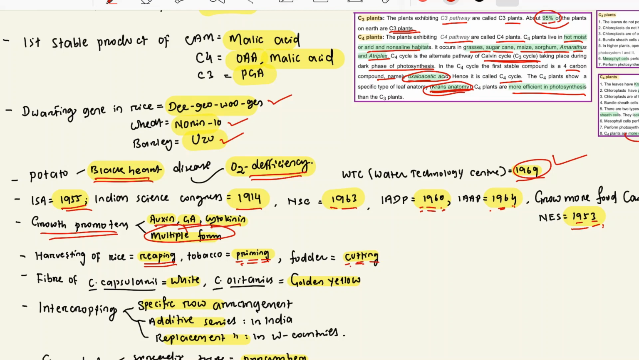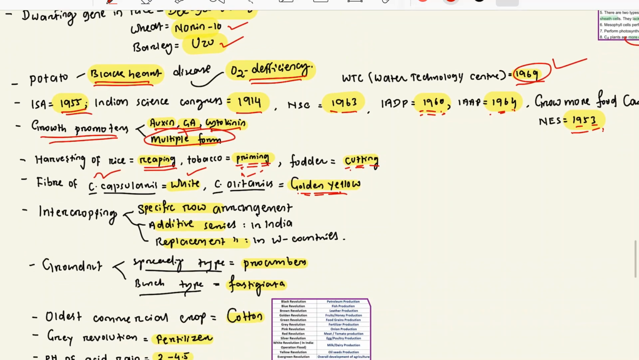Then fiber: there are two different types of jute, one is Corchorus capsularis, one is Corchorus olitorius. The fiber color of capsularis jute is white, and capsularis is the mostly grown jute cultivar, and this is hardy to submergence and salinity. And olitorius jute is well grown in upland situations, and its fiber color is golden yellow.